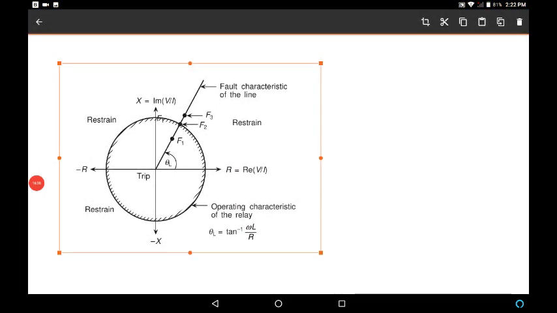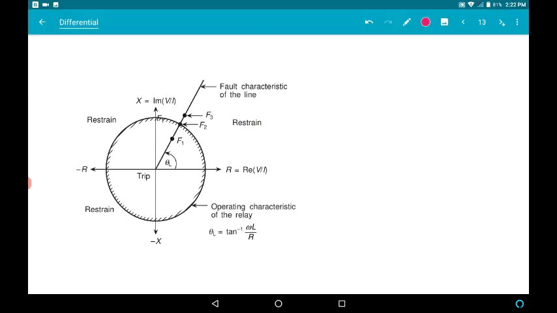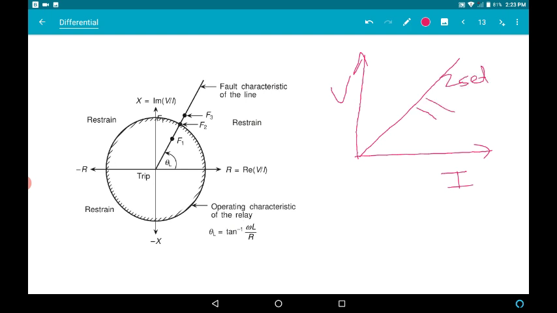In the earlier diagram, we have seen the impedance relay characteristics on a voltage-current plane. On the x-axis there was current, on the y-axis there is voltage, right? And then there is a straight line, and the slope of this is Z set. Anything below this line will be trip, anything above this line will be restrain. Restrain means do not operate, right?